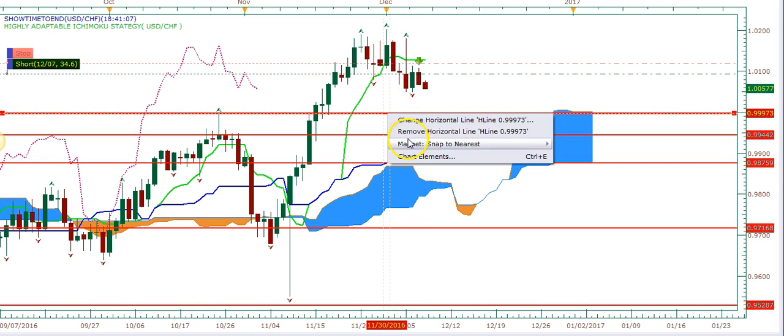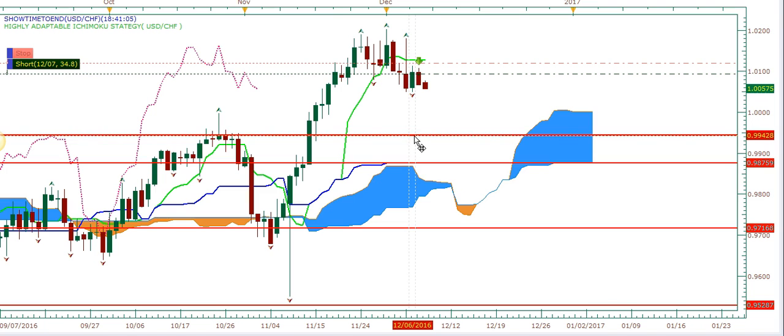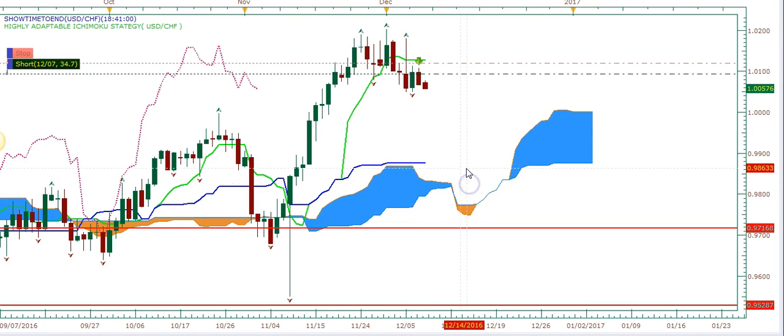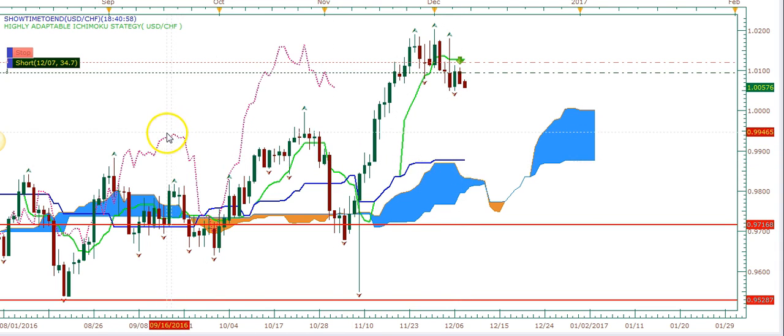Now, I don't take profit at a target most of the time. I just want to see what price action does at that target to see if I'm going to get a chance to get a better trade, get more out of my trade.